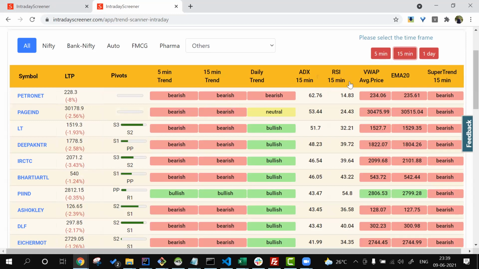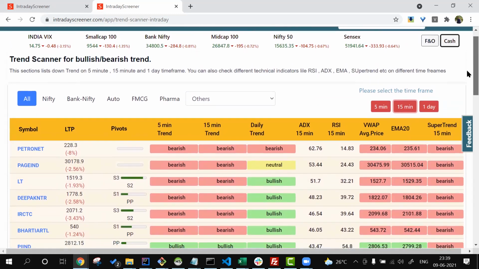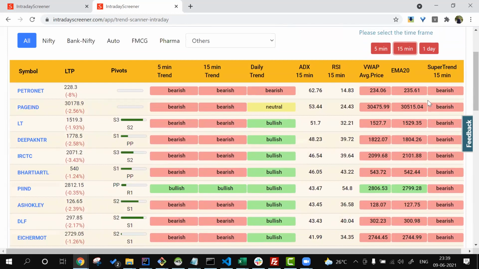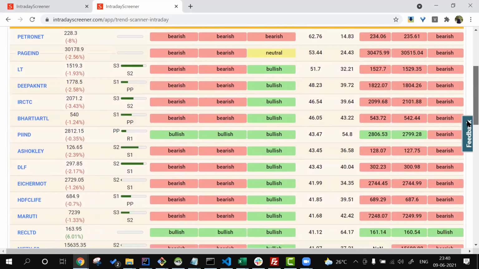So usually trend scanner is meant to have, I will give you a very brief example. For example, you can see PI Industries in bullish on all time frames. So probably this is a very strong stock. This is above VWAP. This is above 20 exponential moving average, and RSI is not overbought also. So this is one stock you can track.